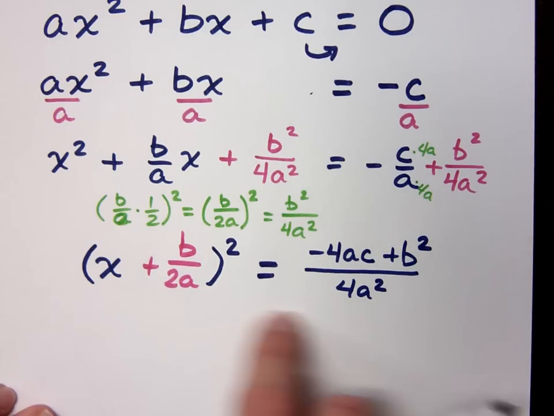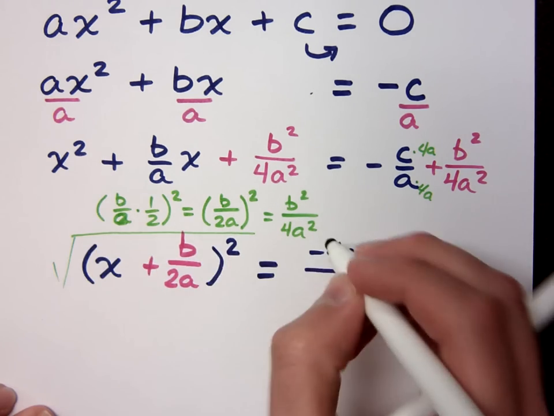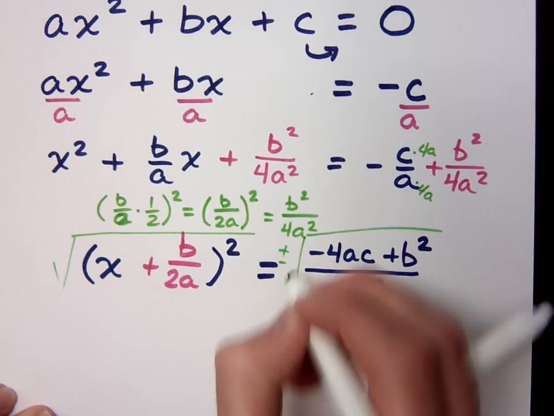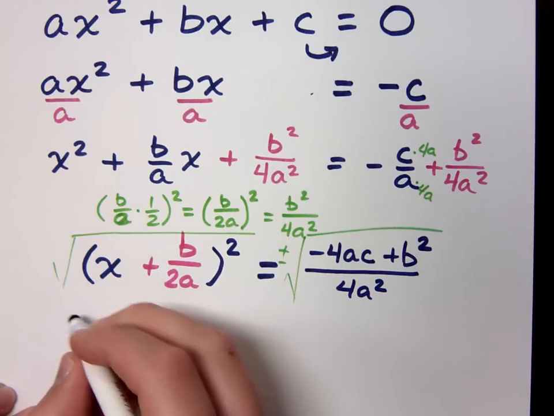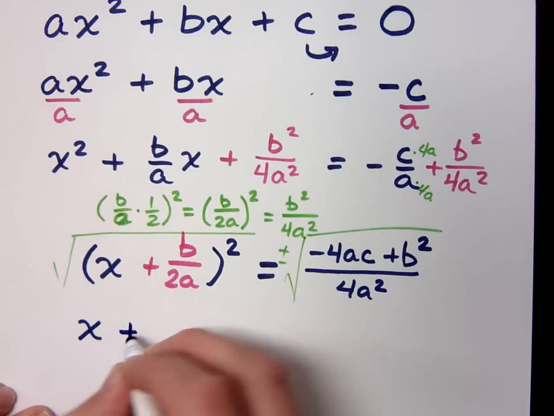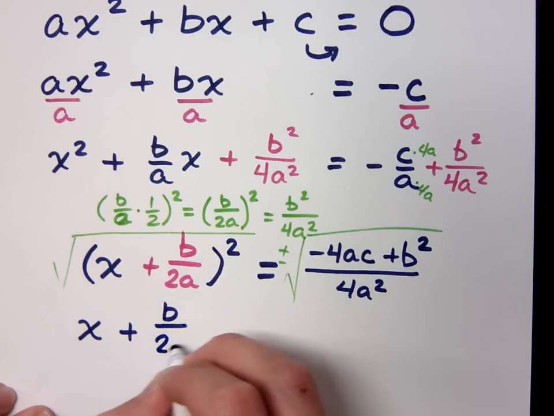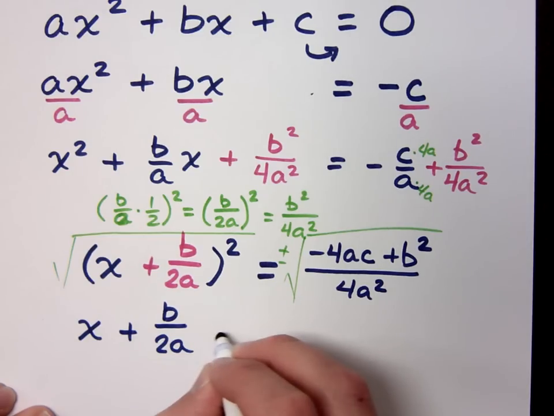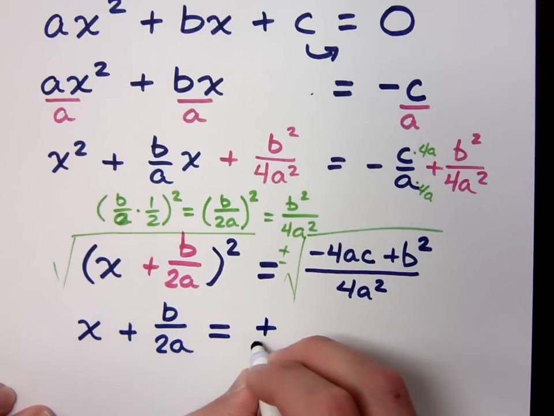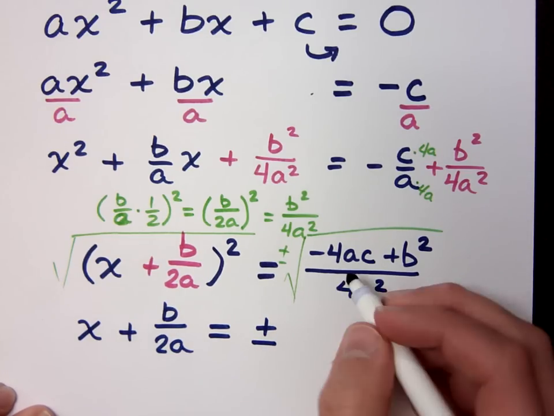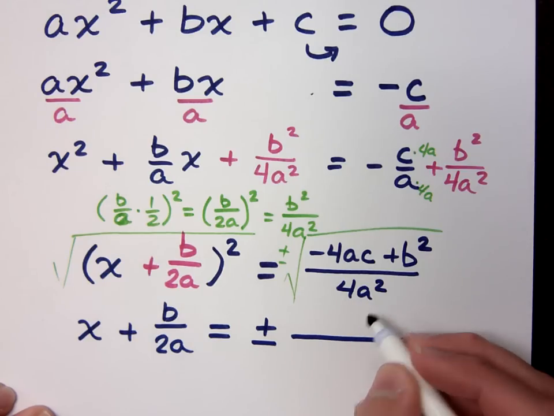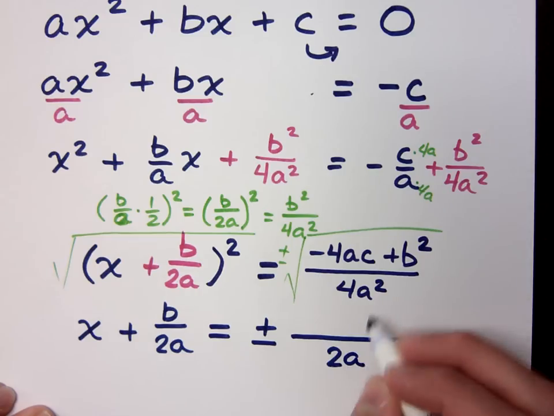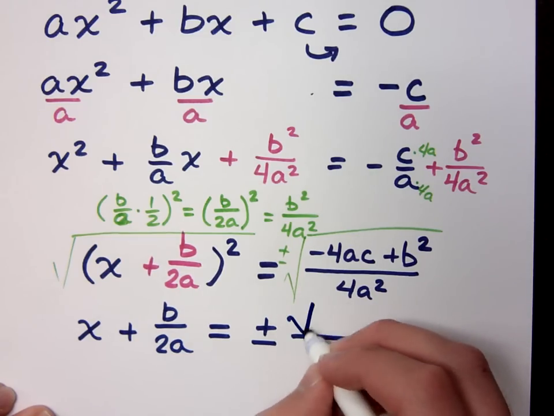Well, once I'm here, I want to use the square root property. The square root property basically says that if I take the square root of both sides, remember the plus or minus, then that's going to help me get this square gone. And it also helps give me the two solutions. So x plus b over 2a equals plus or minus. I want you to check this out. In this denominator, I can do the square root of 4a squared, and that just gives me 2a. In the numerator, I can't really break anything out of that.